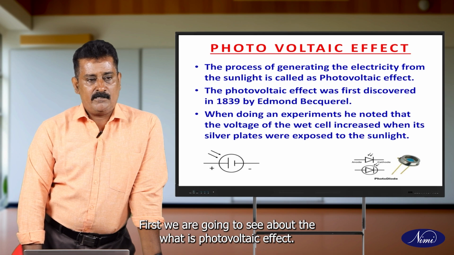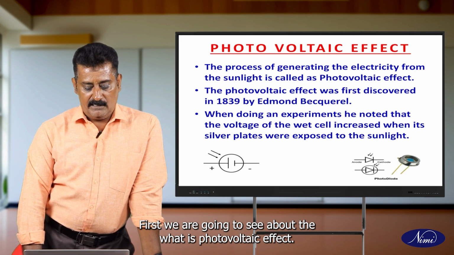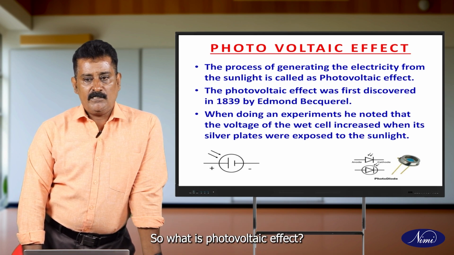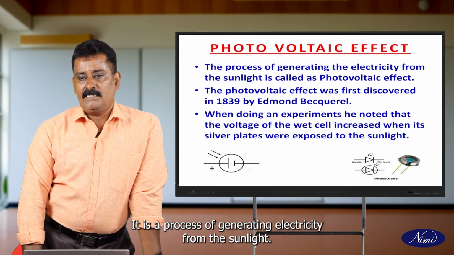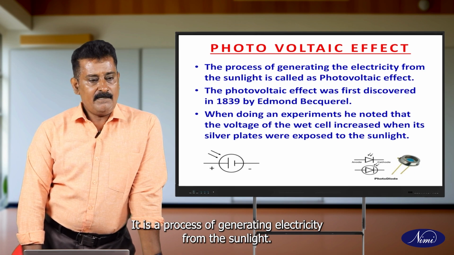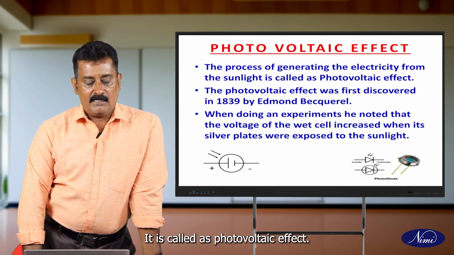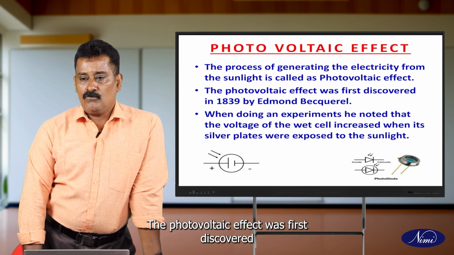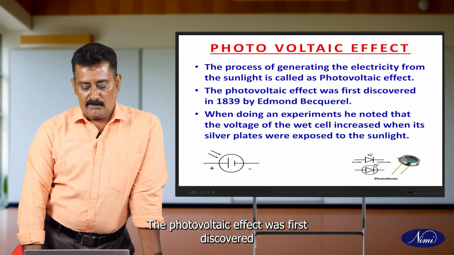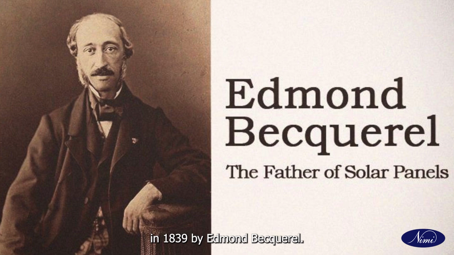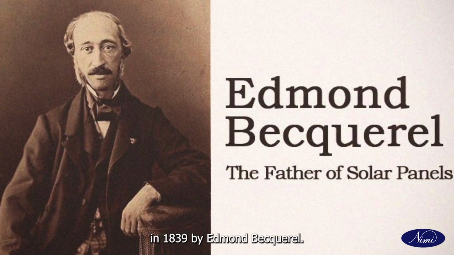First we are going to see what the photovoltaic effect is. So, what is the photovoltaic effect? It is the process of generating electricity from sunlight. The photovoltaic effect was first discovered in 1839 by Edmund Becquerel.